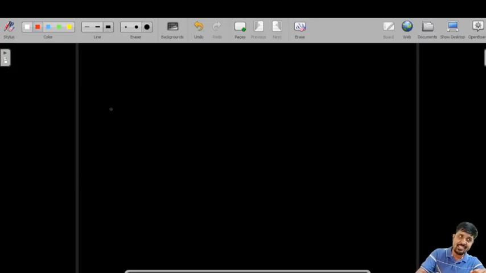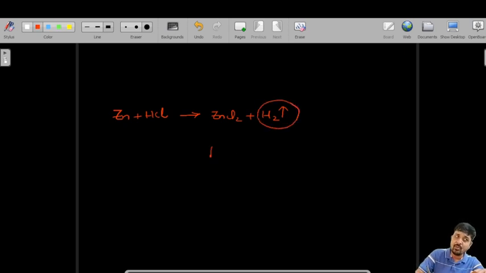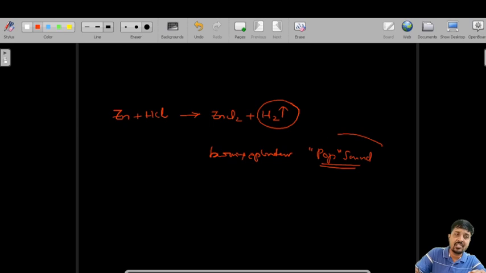Okay, we have already discussed. When zinc granules are added to dilute hydrochloric acid, it will produce zinc chloride and a gas named hydrogen gas. And how do you test the hydrogen gas? If we introduce a burning splinter, it will produce a pop sound. So the pop sound is the best test for hydrogen gas. What is the test for the hydrogen gas? If we introduce a burning splinter, it will produce a pop sound.